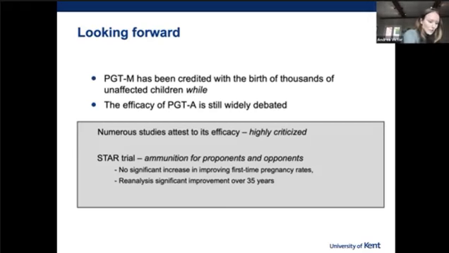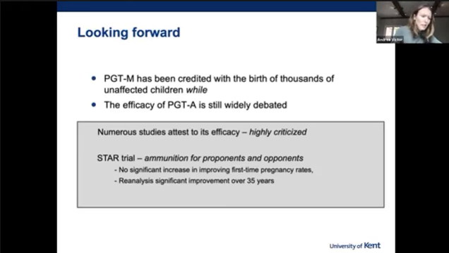And then there's the STAR trial, which is one of the most prominent and highly anticipated studies, which really provided ammunition for both proponents and opponents of PGT-A. It showed no significant increase in first-time pregnancy rates between cycles that did and did not include PGT-A as part of their treatment. But when you go back and reanalyze that data, you see a significant improvement in pregnancy rates for women over 35. There are a few other technical and procedural issues with that study that may have confounded the data in some way.